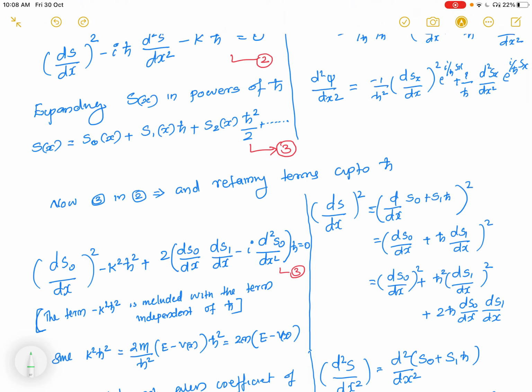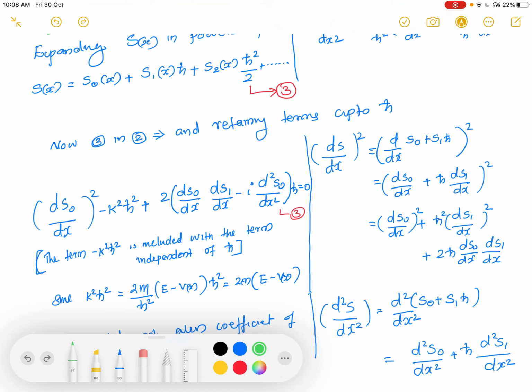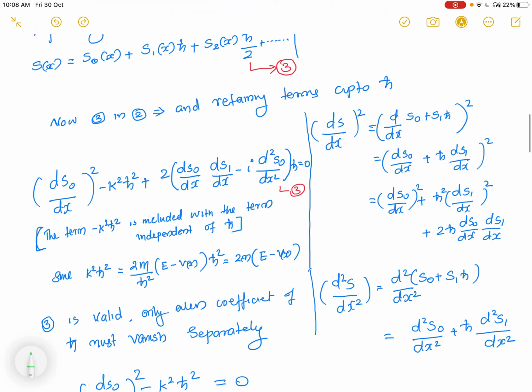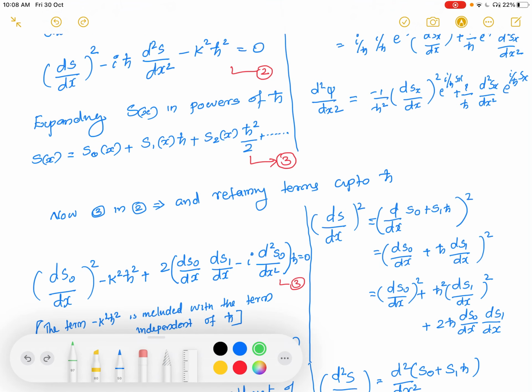Now I need to find ds by dx whole square and d square s by dx square. So I am doing that here. I can get an answer because this is d by dx of s0 plus s1 h cut, whole square: ds0 by dx plus h cut ds1 by dx. This is an a plus b whole square form, so a square plus b square plus 2ab, and I get a value here. Later, for d square s by dx square, I take the second derivative. You have to substitute this ds by dx square and d square s by dx square in this equation.